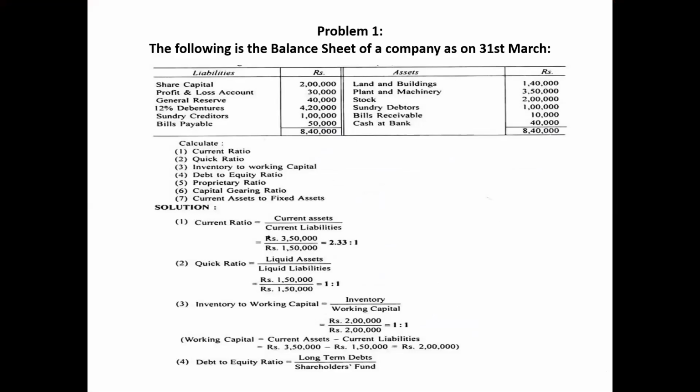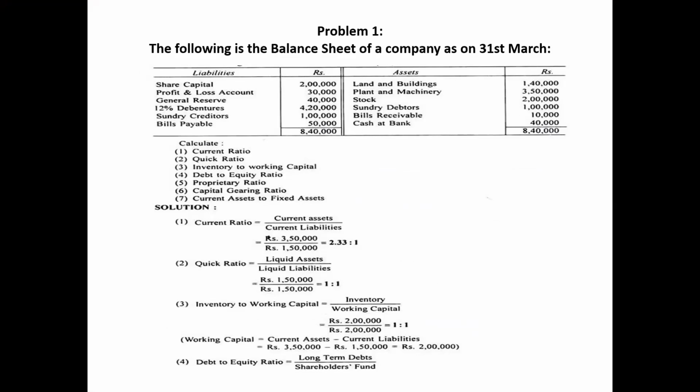Okay. So the first problem is wherein you're given a balance sheet, right? And you're required to calculate current ratio, quick ratio, inventory to working capital, the debt equity ratio, proprietary, capital gearing, and current assets to fixed assets. Now, in last videos, we have studied about different formulas of ratio analysis, right? So now we'll be working on it. So we'll start with current ratio.